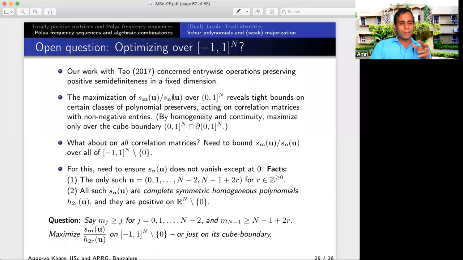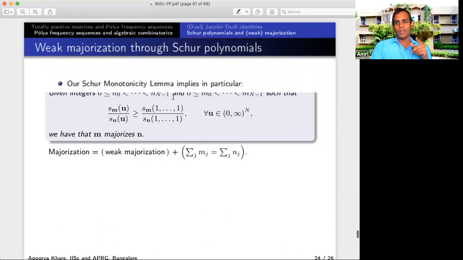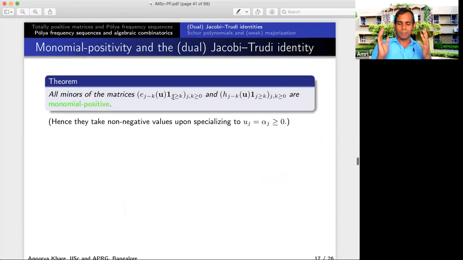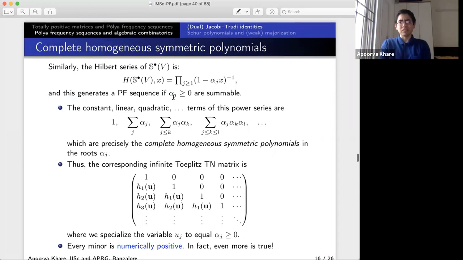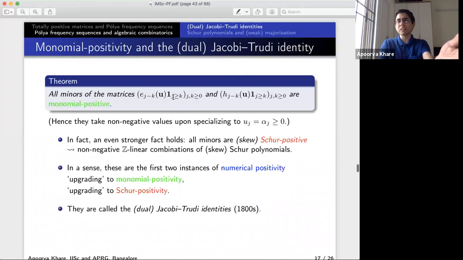There were a couple of slides where things went by a bit fast, but when you were talking about the complete symmetric polynomials, that is just the Jacobi-Trudi identity, right? I mean, the minors are the Schur polynomials, therefore it's Schur positive. That's all there is, nothing else. Okay. I mean, either these are skew Schur polynomials or just genuinely Schur polynomials.